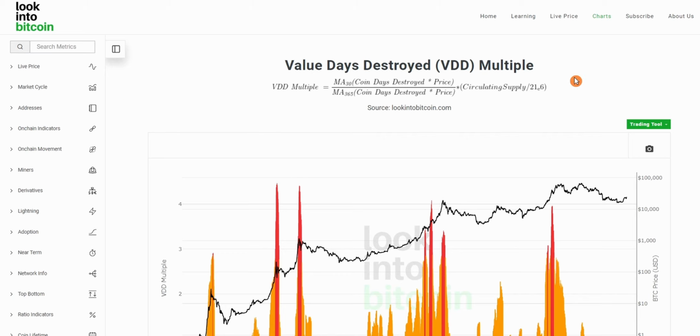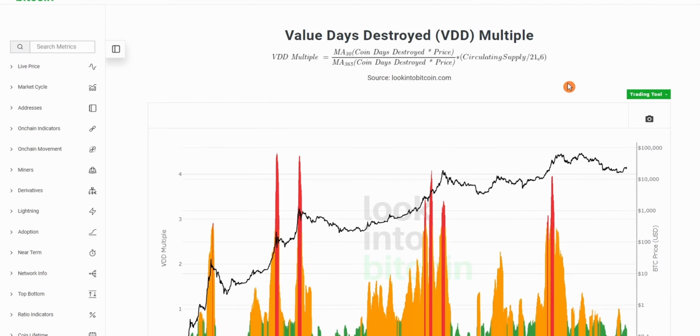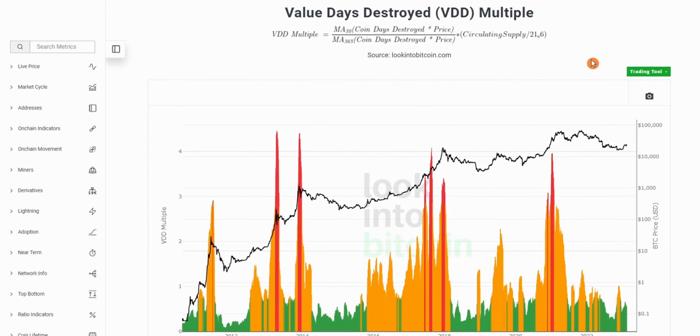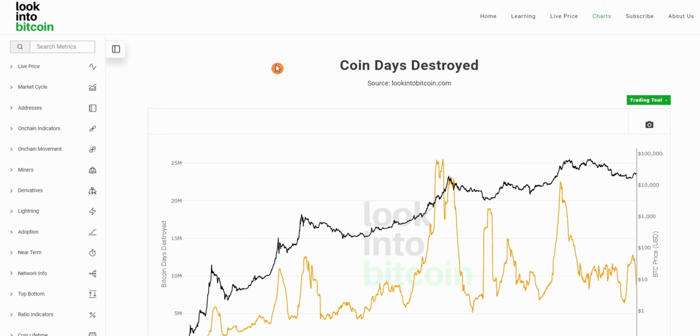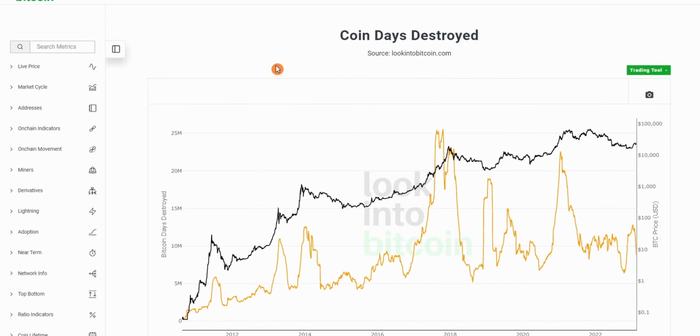So what is the value days destroyed multiple? Well, this is taking into account one of the metrics we already have on lookintobitcoin.com and just expanding on top of that. So the metric it's taking into account is the coin days destroyed metric. And we actually have this chart already on lookintobitcoin.com, which I definitely recommend checking out.